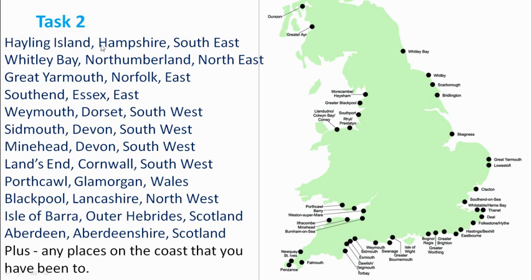So here are some of the beaches that we're going to find. Hayling Island we're going to find, Whitley Bay, which is this one, Great Yarmouth, Southend, Weymouth, Sidmouth in Devon, which we saw a photograph of, Minehead, which is in North Devon, that's on the opposite coast, Land's End, which is in Cornwall, you've probably heard of it, Porthcawl, which is in Wales, Blackpool, which is in the northwest of England, and the Isle of Barra, which is the one we saw in Scotland, which is very deserted and only has cows on it. Aberdeen you're going to find, because that's the one I've been to, and then any other places that you want to put onto the map.